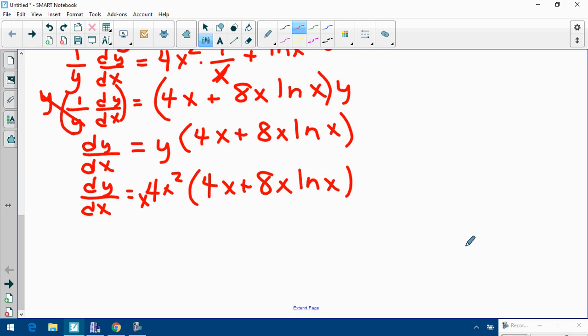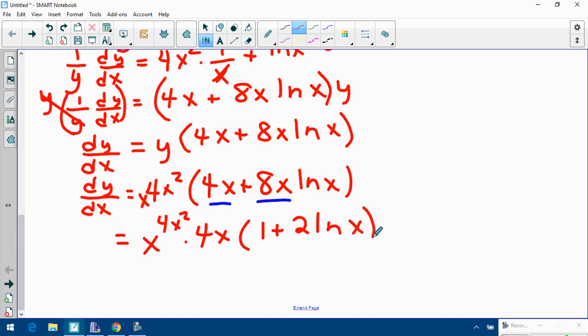Okay, so we've solved for dy/dx. That is our answer, and a totally appropriate answer if it's short answer, but if it's multiple choice, what crazy stuff could they do? Well, for one thing, they could take a GCF of 4x out of here. So this is the same as saying x^(4x^2) times 4x times (1 + 2 ln x). All right, do you think we could do any more?